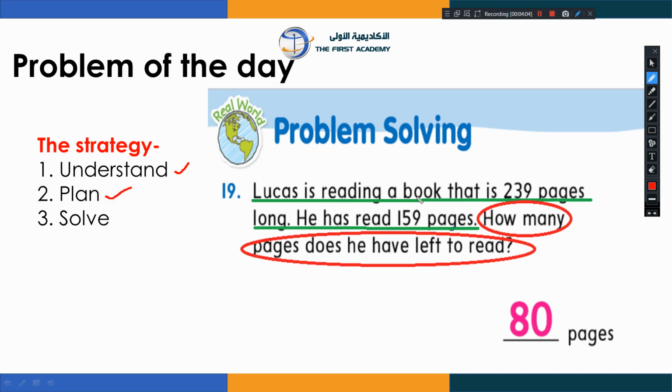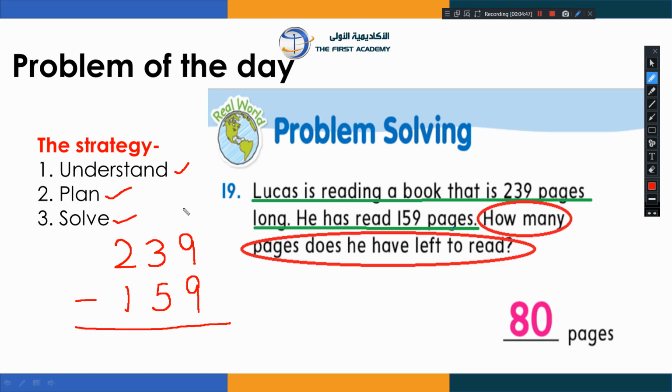Now do I need to add or subtract? That is the planning. In this case, I need to subtract because it says how many pages does he have left to read. So that means I need to subtract. So let's go ahead and we write our problem. 239, I'm still planning, minus 159. So in this way, I have planned, and now I am going to solve.